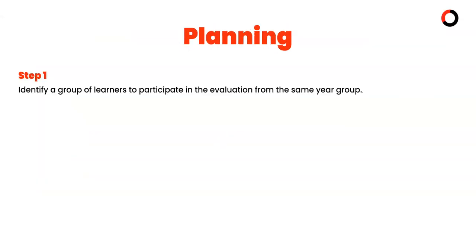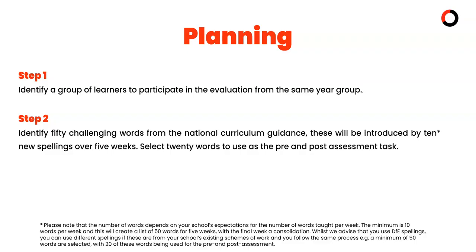Planning. Step 1. Identify a group of target learners to participate in the evaluation. Step 2. Identify 50 challenging words from the National Curriculum Guidance. These will be introduced by a minimum of 10 new spellings over 5 weeks. Then select 20 of these words to use as a pre- and post-assessment task.